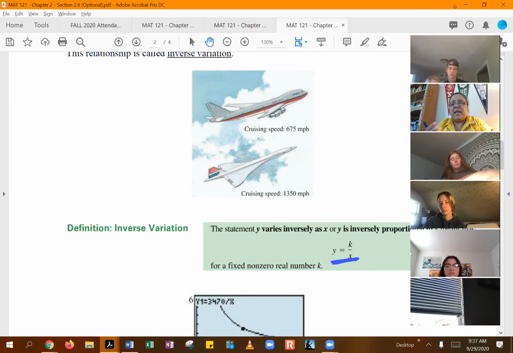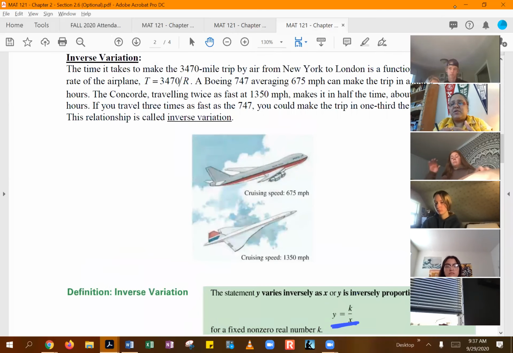But think about a Boeing 747 plane against a Concorde plane. The Concorde had a speed almost double that of a Boeing 747. So the idea was, if you were traveling long distances, you should get there in less time if you were taking a Concorde, which is a faster plane. So faster speed, less time, right? Or if we took the Boeing 747, which is a slower speed, that means we would need more time to get to our destination. So this is inverse variation.